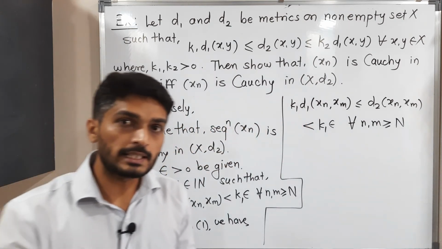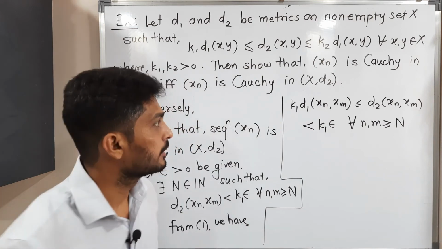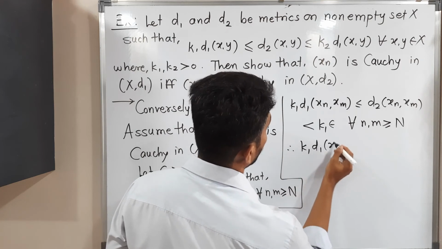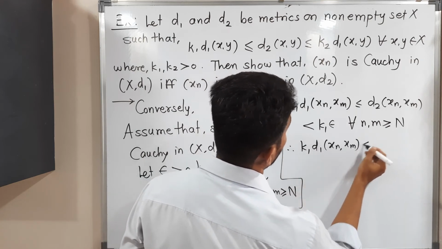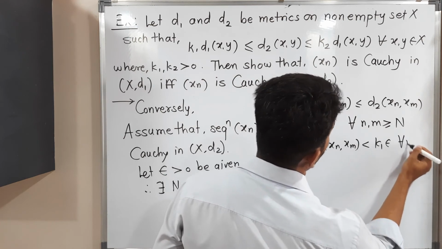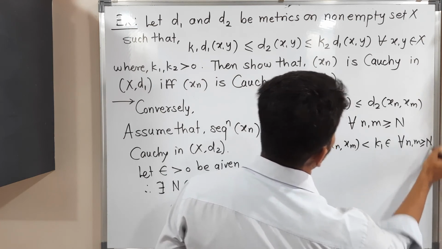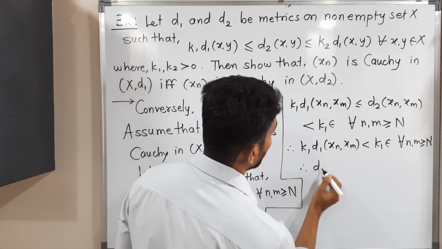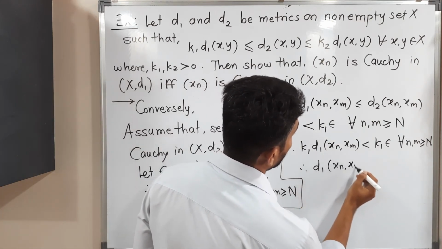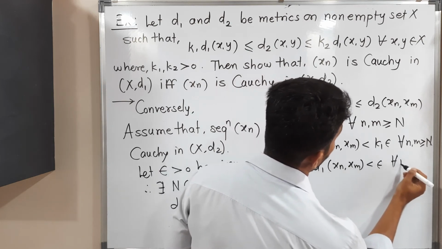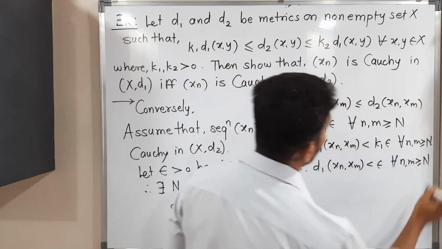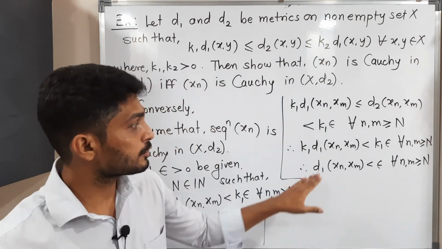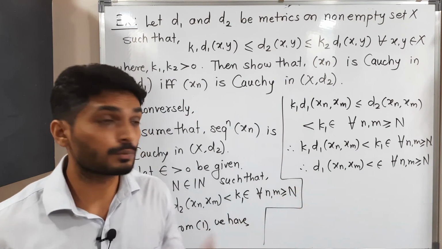A less than B, B less than C, so obviously we can write A less than C. So I will directly write: therefore K1 D1 of Xn, Xm less than K1 epsilon for all n, m greater than or equal to capital N. K1 we can cancel from both sides. Therefore D1 of Xn, Xm less than epsilon for all n, m greater than or equal to capital N. This is the definition of a Cauchy sequence. Therefore the sequence Xn is Cauchy in the metric space (X, D1), since we have D1 here.